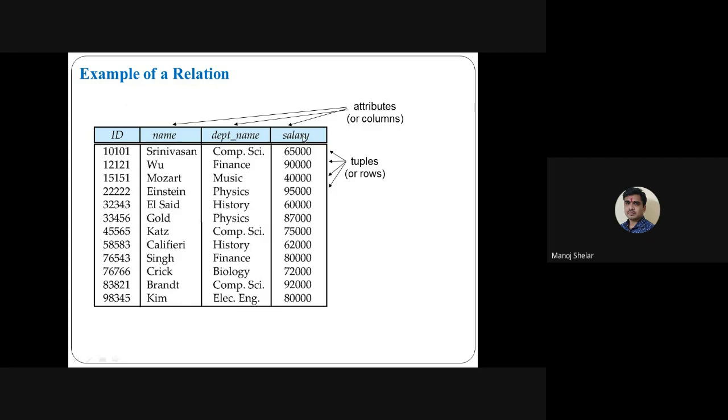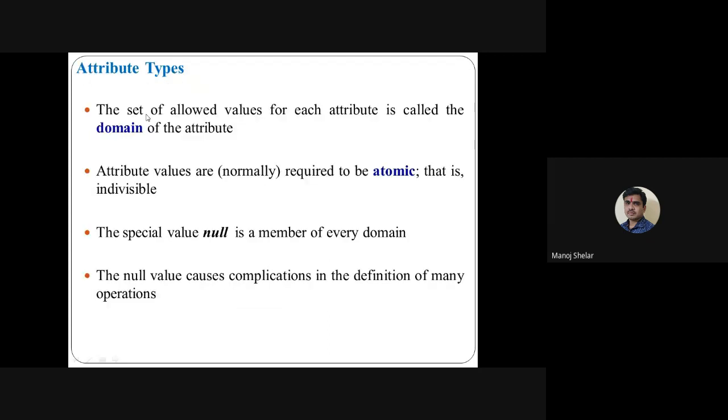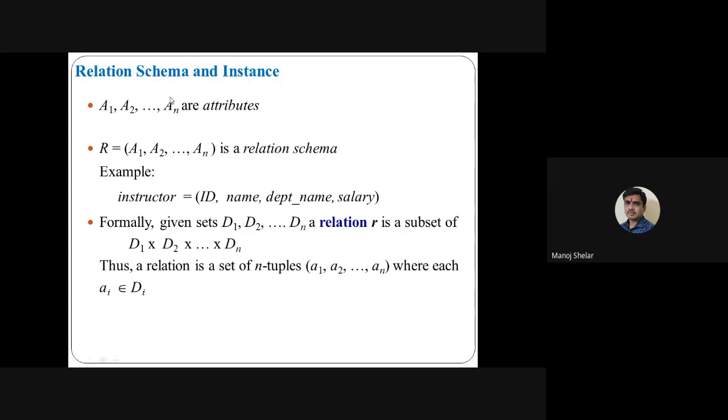Okay, correct. Then attribute types: the set of allowed values for each attribute is called the domain. Already discussed. Attribute values are required to be atomic, that is indivisible. The special value null is a member of every domain. The null value causes complications in the definition of many operations. Yes. Relation schema and instance.